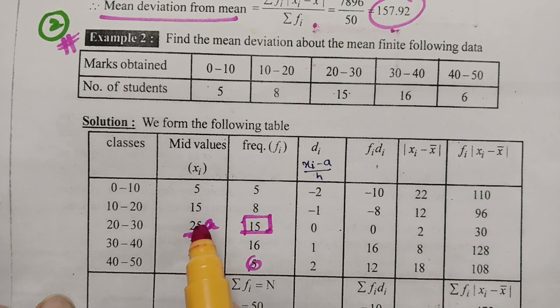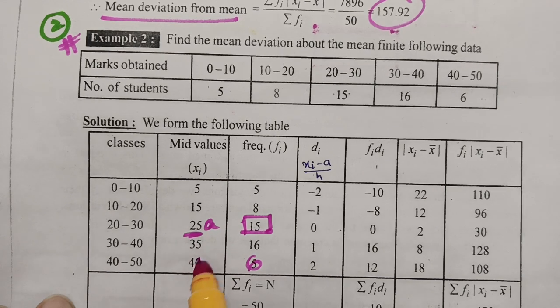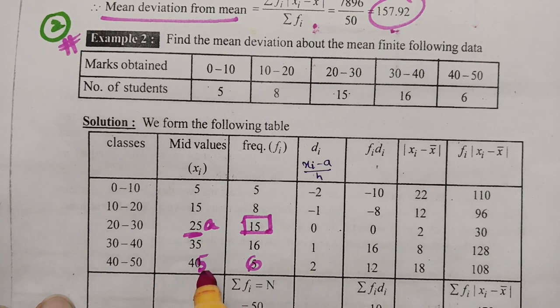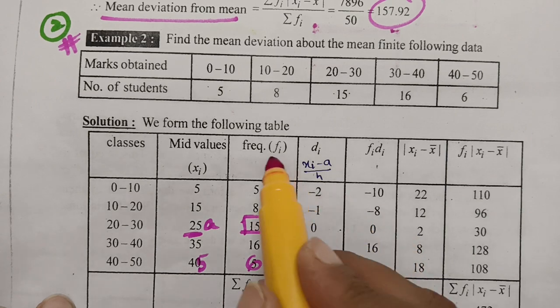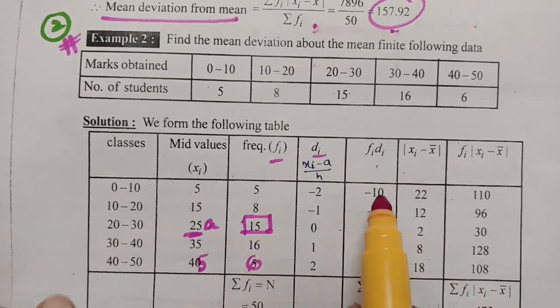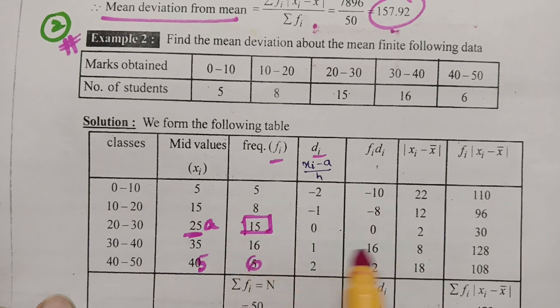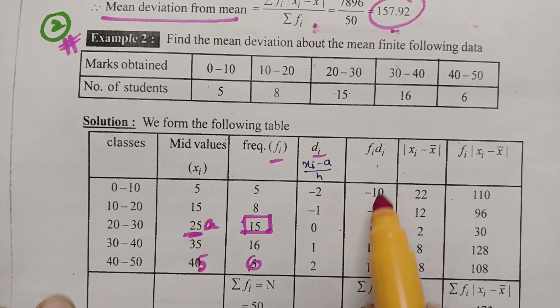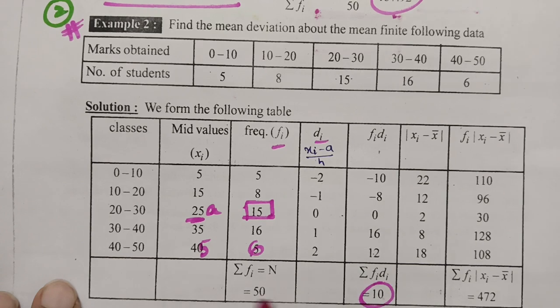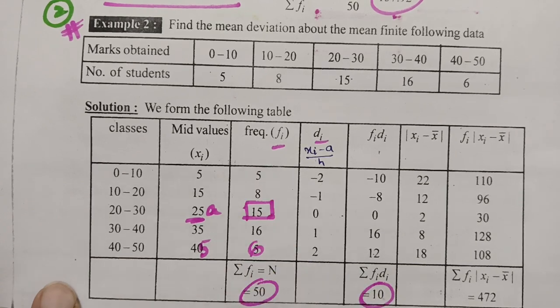Next xi 35 minus 25 is 10 by 10, that is 1, and the next one here is x 45 minus 25, this is 20 divided by 10, here it is 2. And here we have to next multiply, this is fi into di. So this will be minus 10, minus 8, 0, 16, and this value is 12. Now we have to make an addition here, that is 10, and the total frequency is 50.